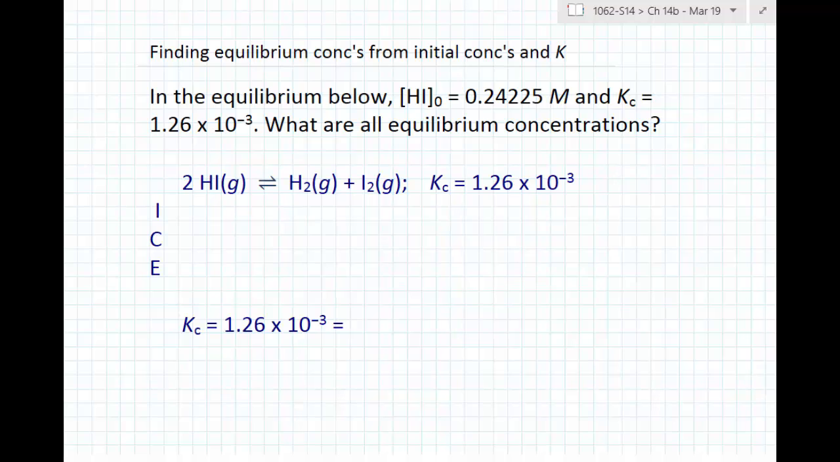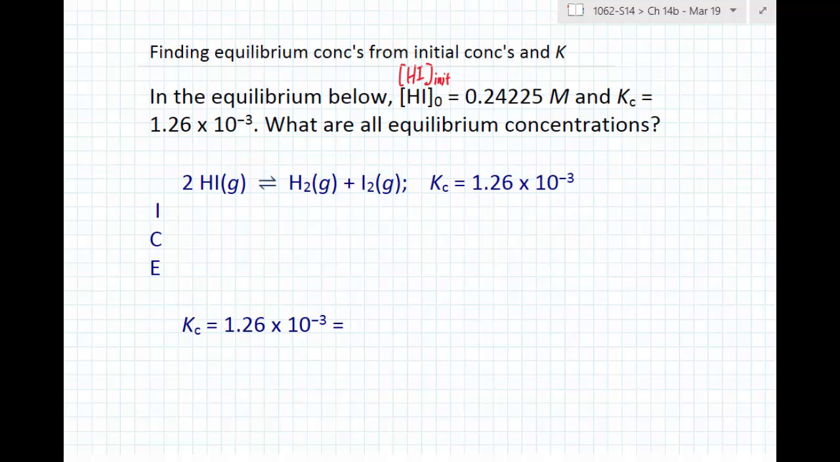I have given you the concentration of HI. What does HI sub 0 mean? Initial concentration. That could also be written HI-INIT. That's how it was in your lab. But that sub 0 could mean at time 0. So I've given you that. I need to know all the equilibrium concentrations from that one initial concentration and the equilibrium constant.